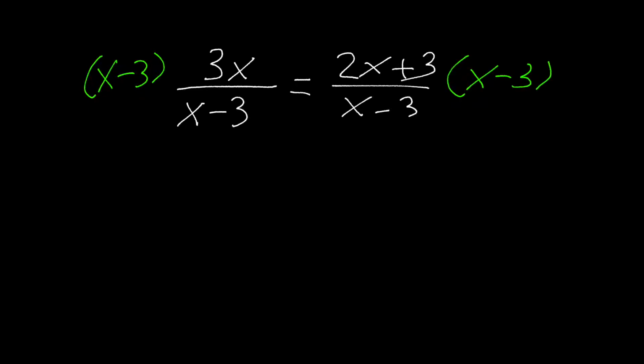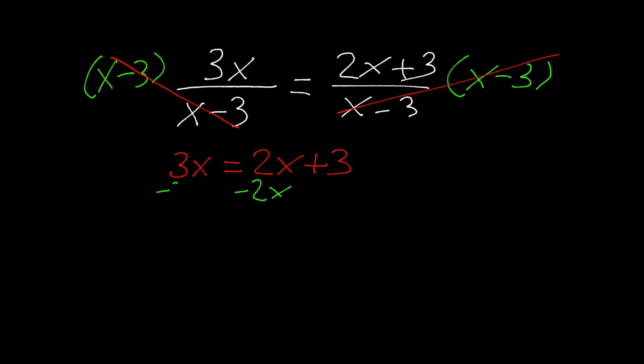Doing that, because x minus 3 is the denominator, we'll cancel out the denominators. And we're left with 3x equals 2x plus 3. Alright, nothing too crazy there. Now this is an Algebra 1 problem. We want to get all the variables on the same side, so I am going to subtract 2x from both sides. 2x minus 2x is 0, 3x minus 2x is 1x, so I've got 1x equals 3.